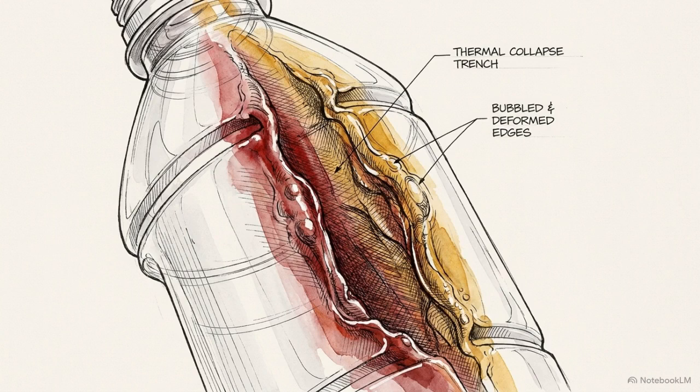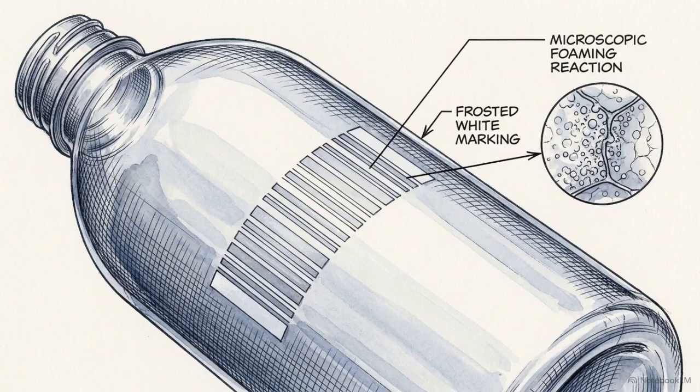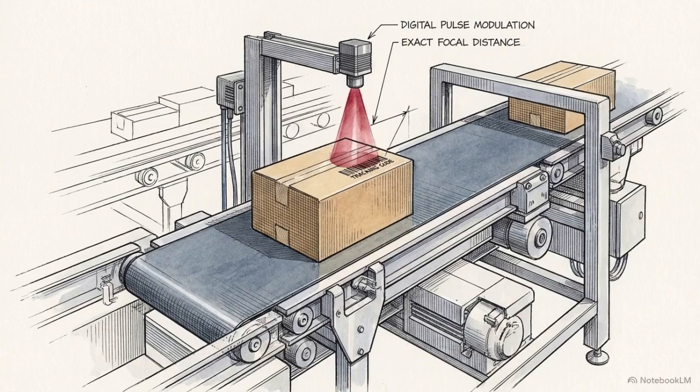Shifting the wavelength slightly can produce an entirely different physical reaction. While a standard 10.6 micrometer beam melts PET plastics, tuning the laser to 9.3 micrometers causes a microscopic foaming reaction. This produces a crisp white frost mark without compromising the container structure. Combining precise infrared wavelength selection with digital pulse modulation allows for high-speed industrial marking without the risk of thermal degradation.